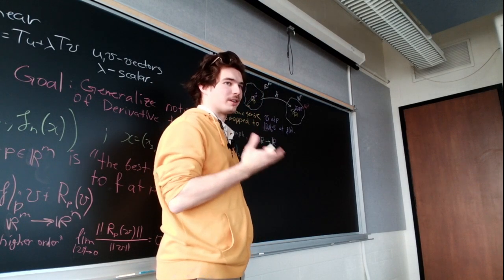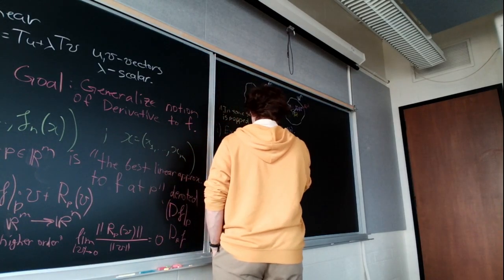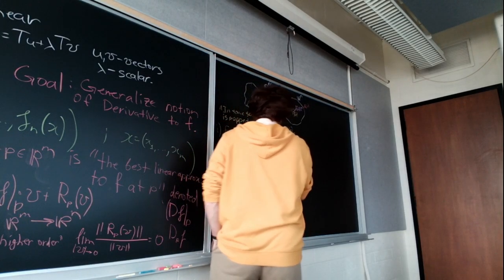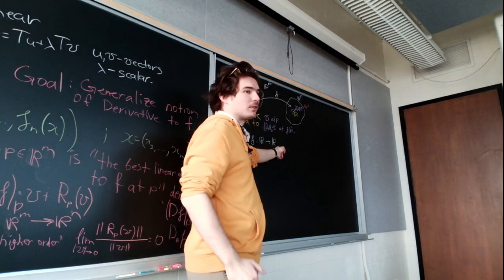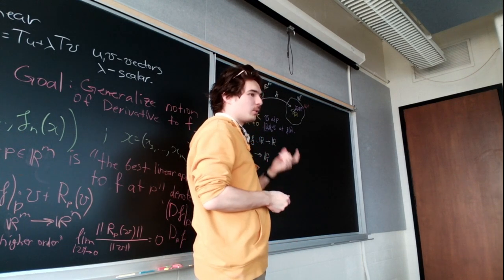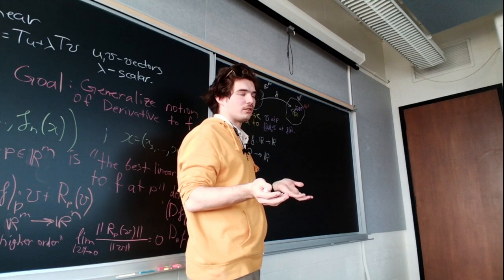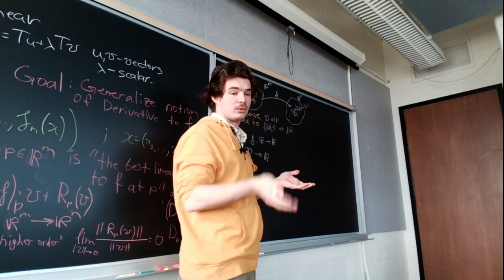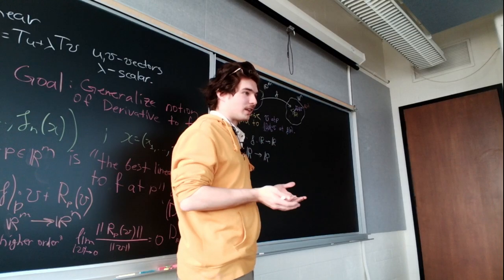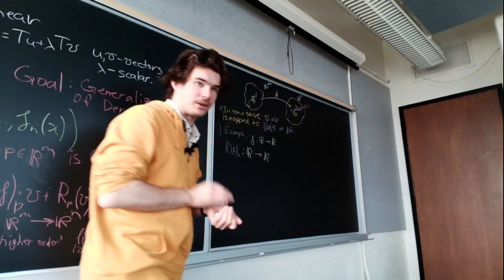A linear map from where to where? Yes, from R to R, right? It's going to be a linear map from the input to the output. That's all it is. It's just the best linear approximation. But a linear map from a one-dimensional space to another one-dimensional space, what is that? That is just multiplication by a number. Do you agree?